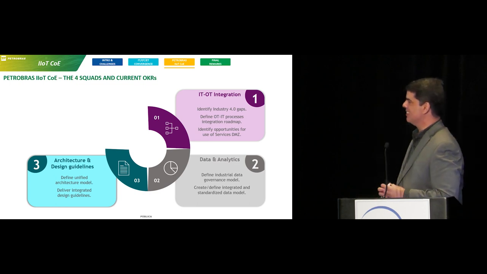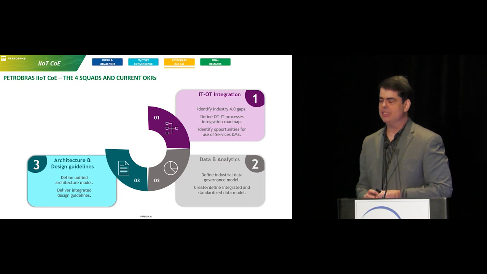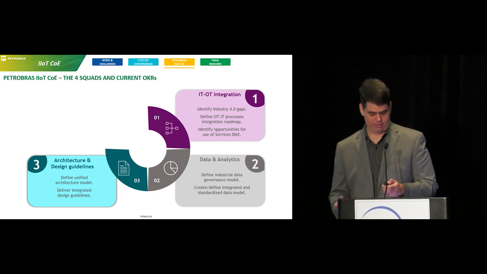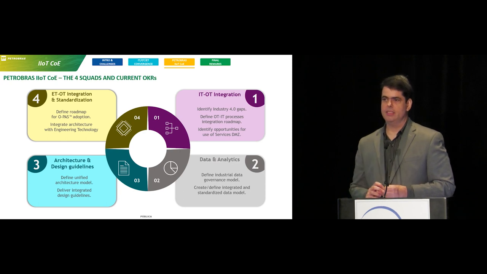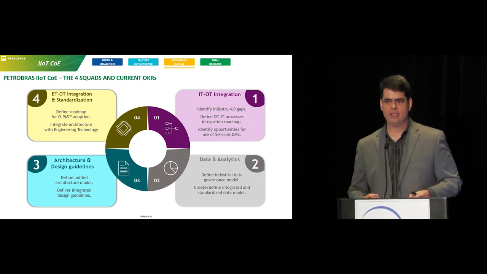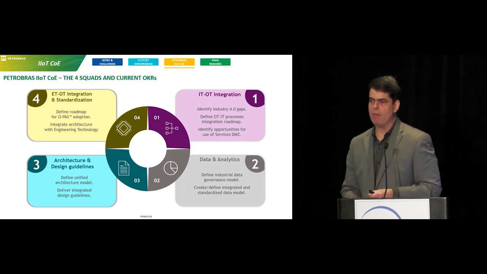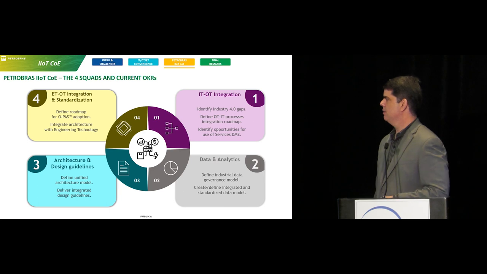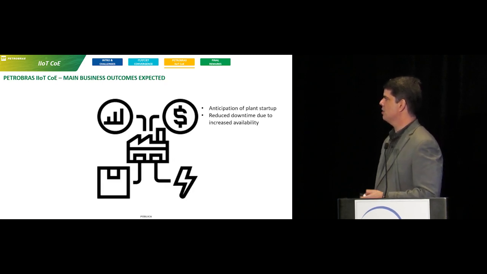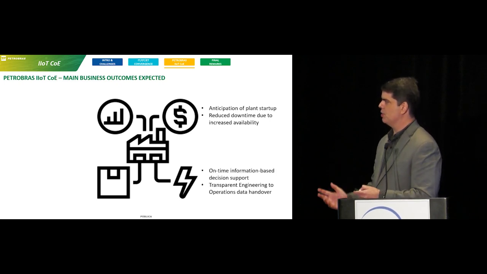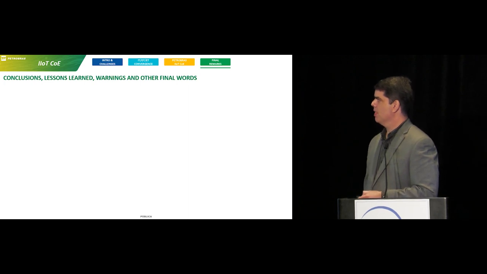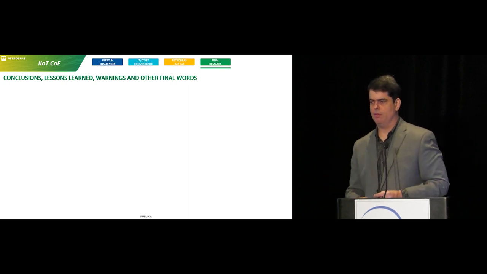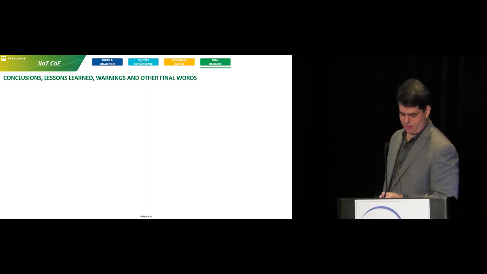The third one is the architecture and design guidelines squad that takes care of defining a unified architecture model and delivering integrated design guidelines. And finally, the fourth squad takes care of ET-OT integration and standardization, defines the roadmap for the OPAS adoption, and integrates architecture with engineering technology. This is the main business outcomes expected, so I have a link with the first slide. I'm going to skip this. I'm skipping so many slides because I want to show you an example that we made with SAP for asset management, and I have 6 minutes and 43 seconds.